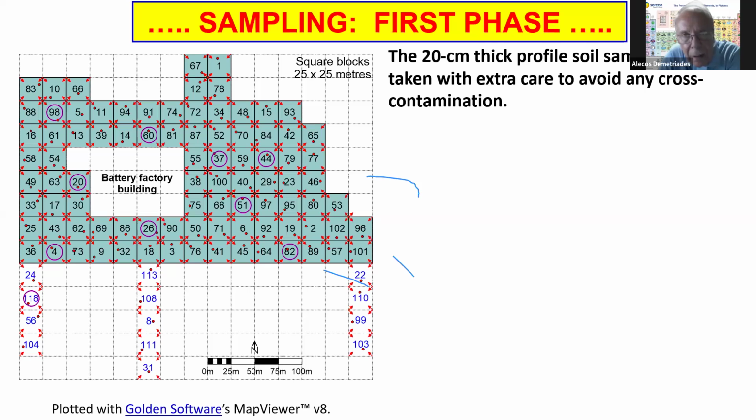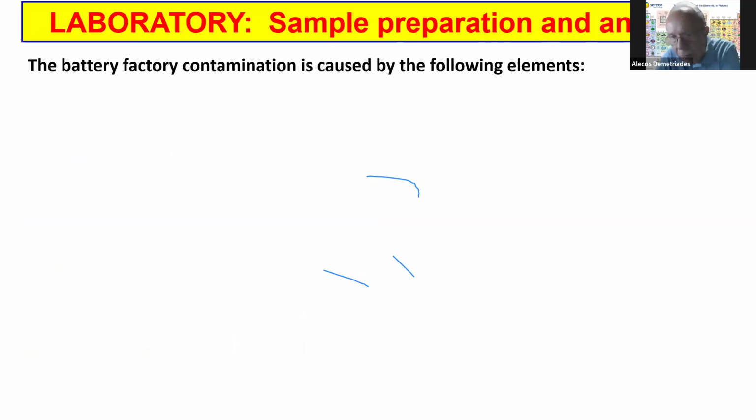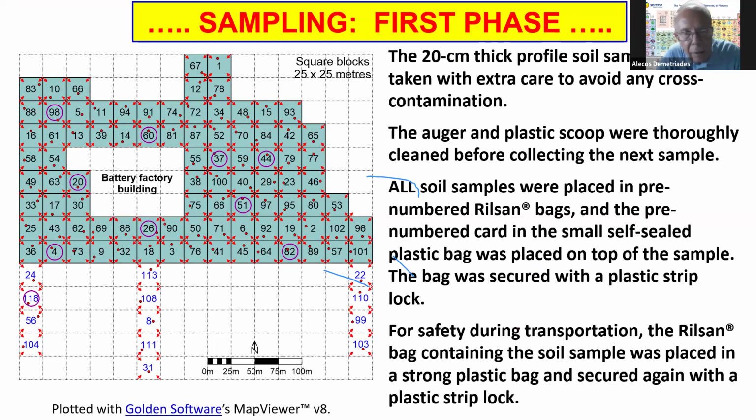Now, the 26 profile soil samples were taken with extra care to avoid any cross-contamination. Always the auger and plastic scoop were thoroughly cleaned before collecting the next sample. All soil samples were placed in pre-numbered resin bags, and the pre-numbered card in a small self-sealed plastic bag was placed on top of the sample. The bag was secured with a plastic strip lock, and for safety during transportation, the resin bag containing the soil sample was placed in a strong plastic bag and secured again with a plastic strip lock.